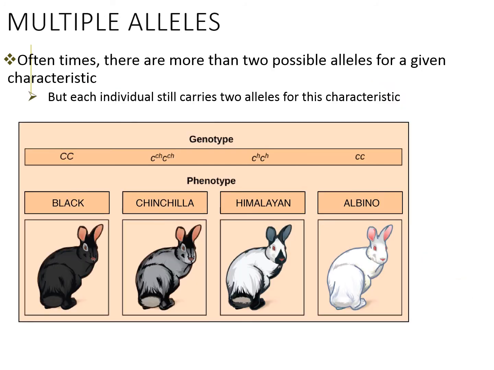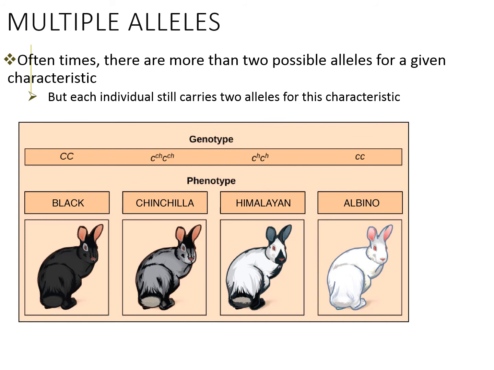Multiple alleles. This is a really common one. Oftentimes, there are more than two possible alleles for a given characteristic, but each individual still carries just two alleles for this characteristic. Think of the coronavirus as an example. They keep talking about various strains of the coronavirus or that it has mutated. And okay, sure, those things are true. Each mutation produces yet another version of a given gene. Often they'll be talking about a spike protein, and so the more it mutates, the more alleles there are, the more variation in it there is.